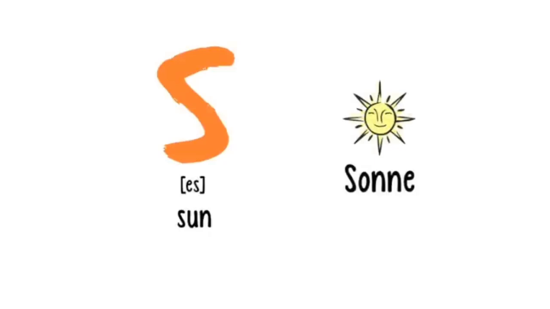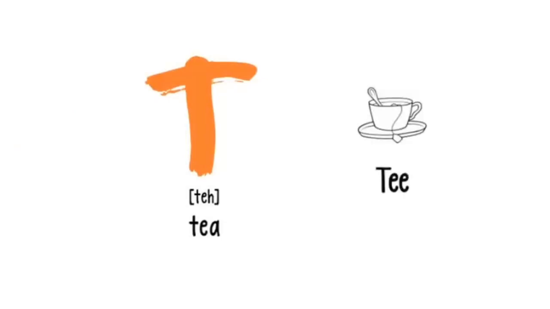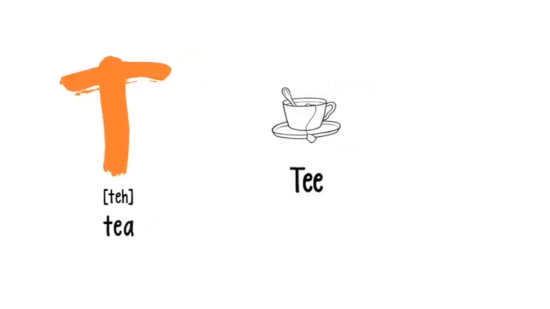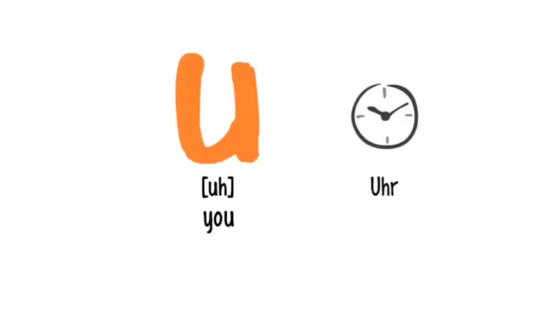S is pronounced like the word sun. The translation for sun in German is Sonne. T is pronounced like the T in the word tea, and the German translation for tea is Tee. U is pronounced like the word you. The German word with the letter U is Uhr, which means clock.